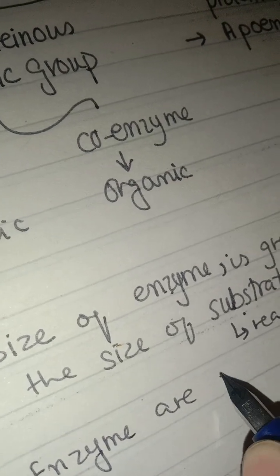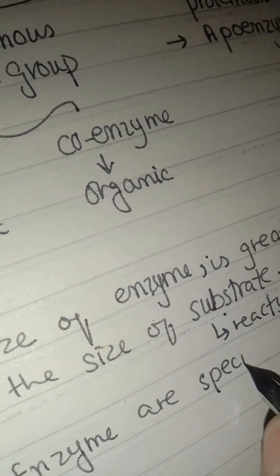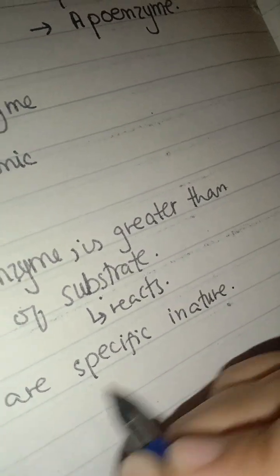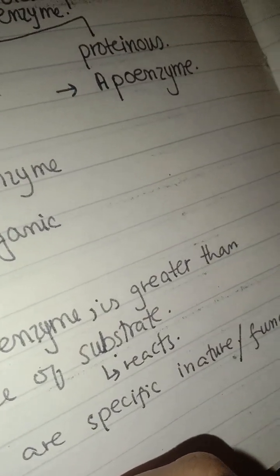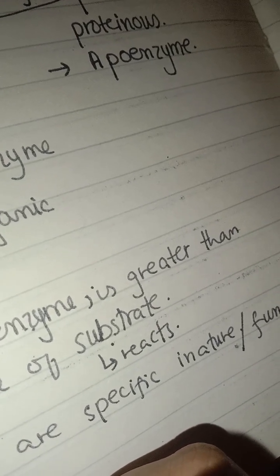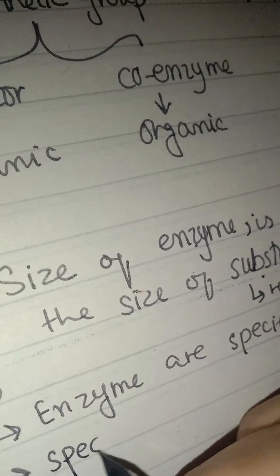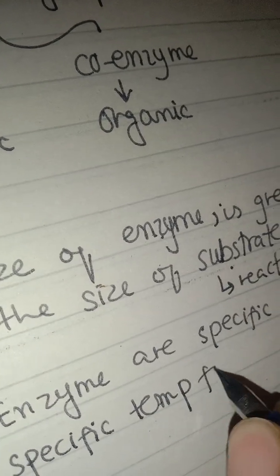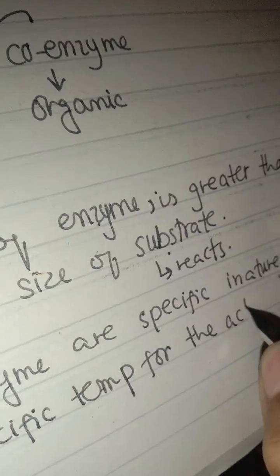The second point is that enzymes are specific in nature or specific in function. Then the next point is that a specific enzyme has a specific temperature for activation. We can say that for activation, every enzyme has a specific temperature.